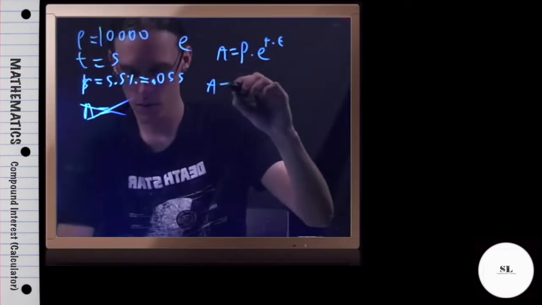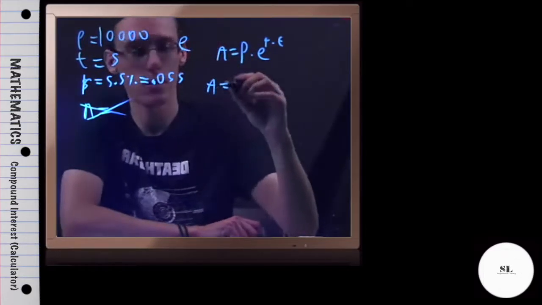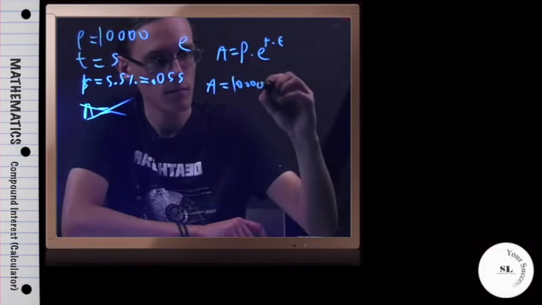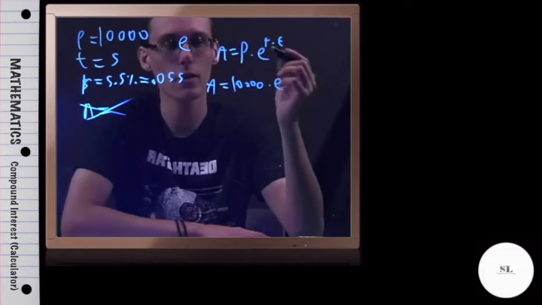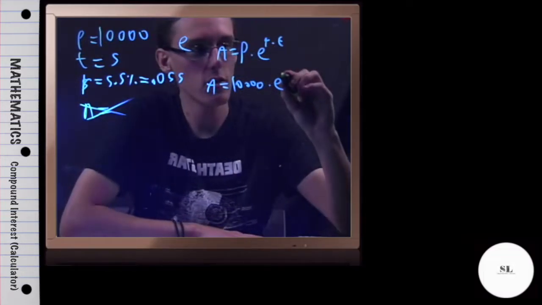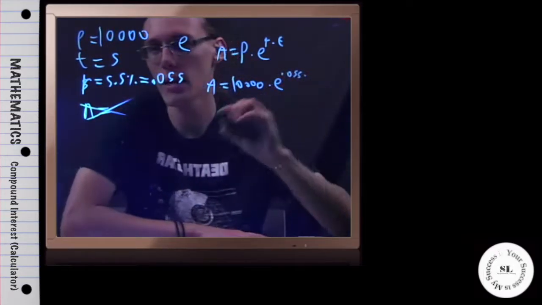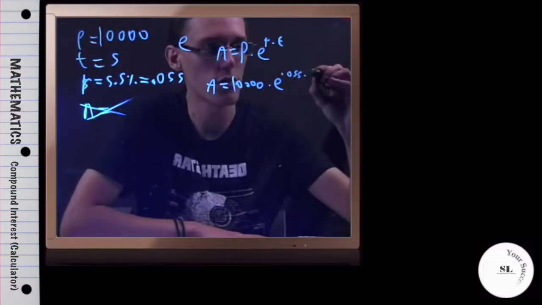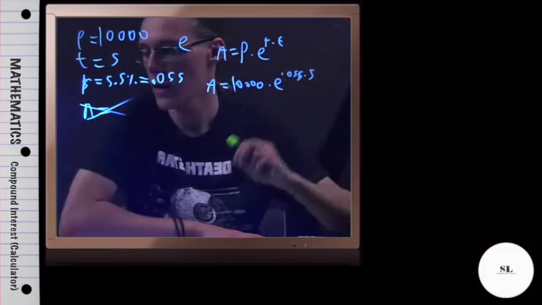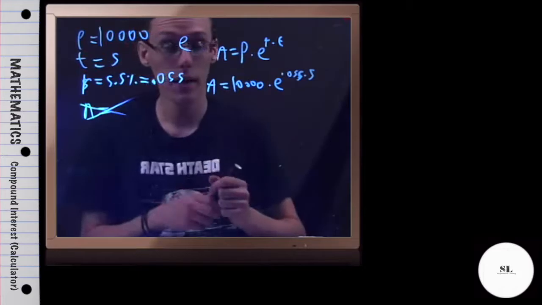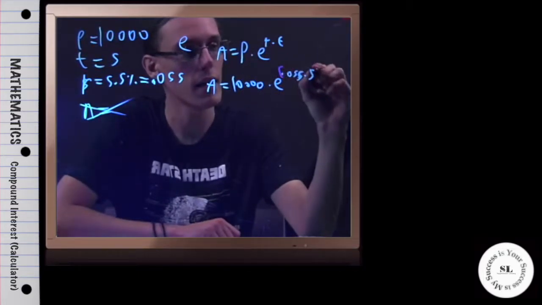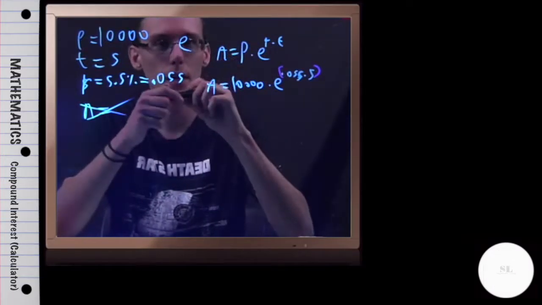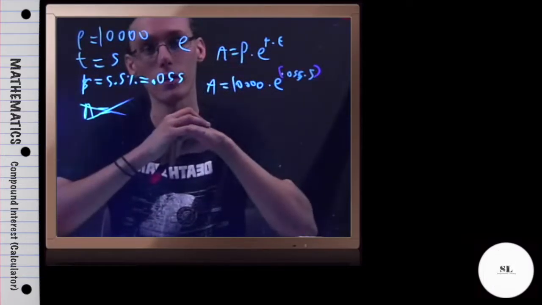The future value is 10,000 times e. E is just a number like pi or something. It's just a weird number. Raised to the 0.055 times the time, which is 5. Now, whenever I use a calculator and I have multiple things in an exponent, I throw parentheses around it, even if I don't need them, because I'm paranoid and I don't want the calculator to get confused.